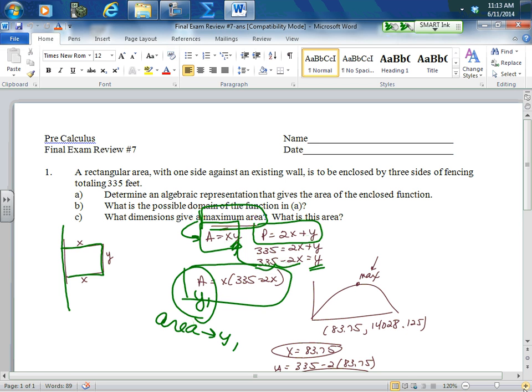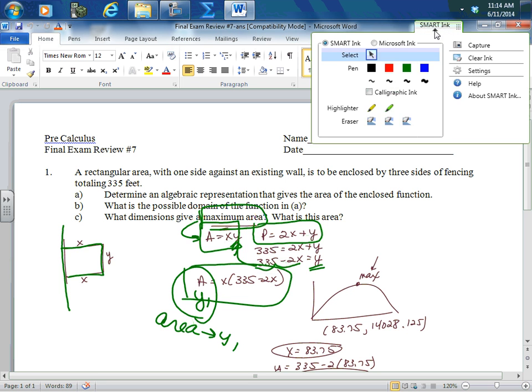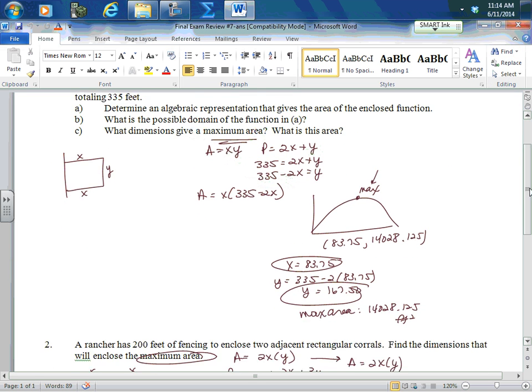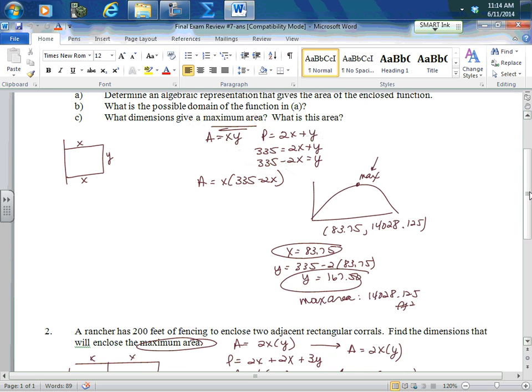Notice when you return this, your maximum area is your y1. You're going to get a parabola, play with your table so that you can adjust your window because you're not going to see it in your regular window. Your x-min and your y-min are going to be at zeros. Use your max function to find the x value, and then plug that in and find your y value.